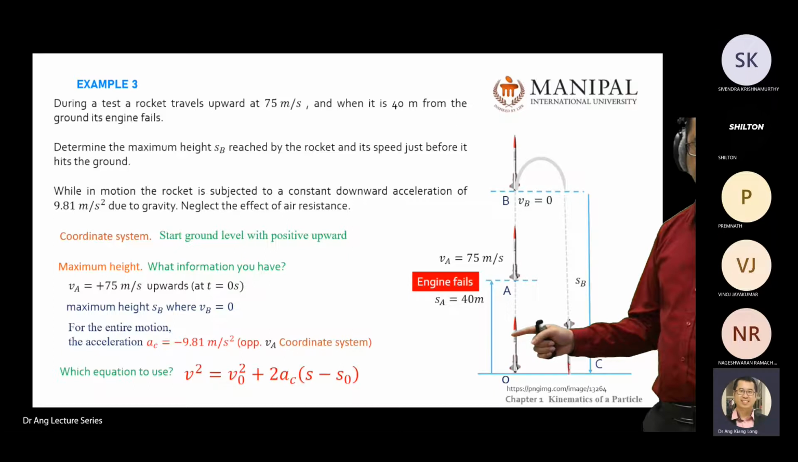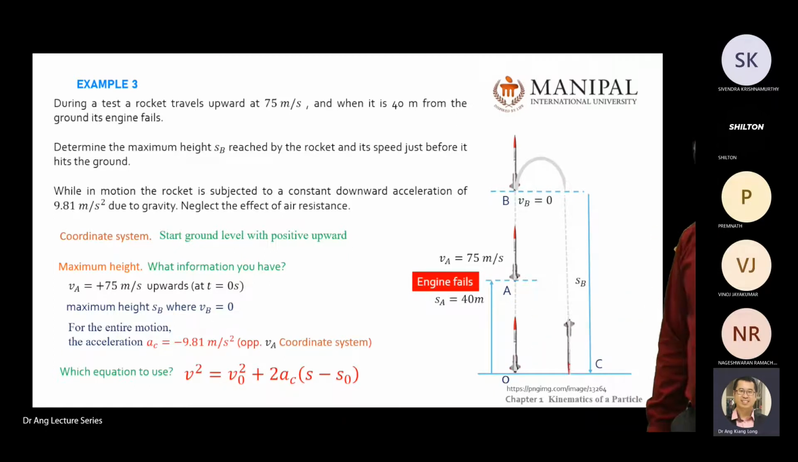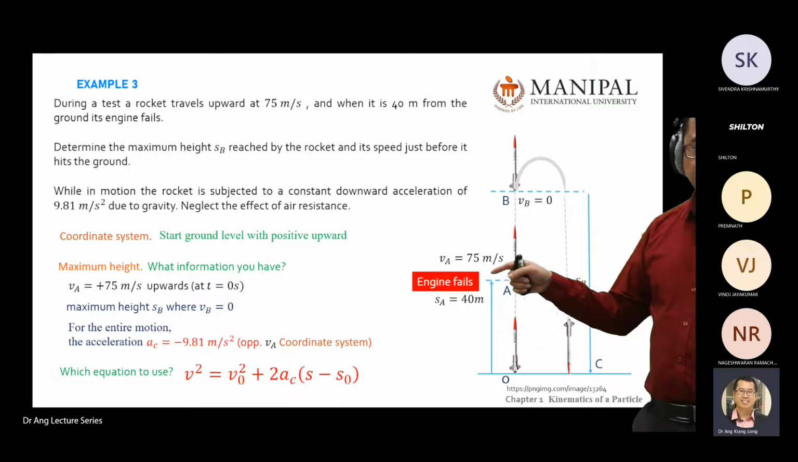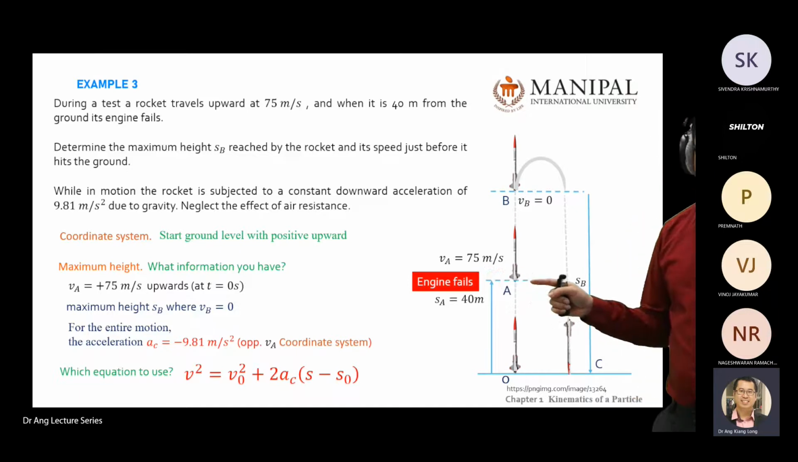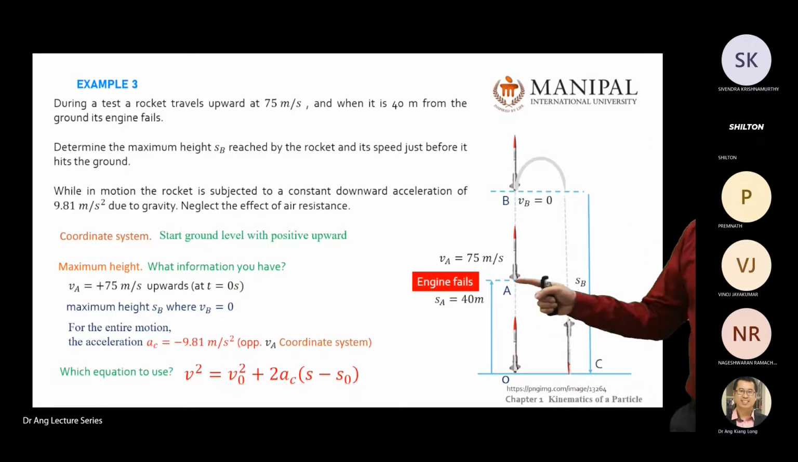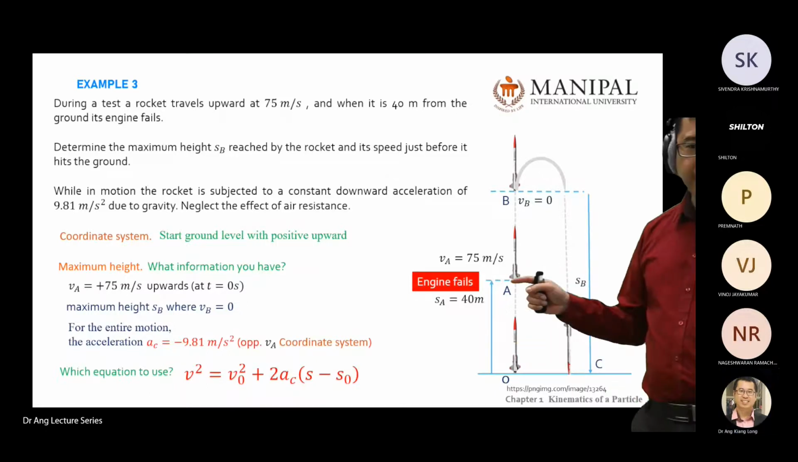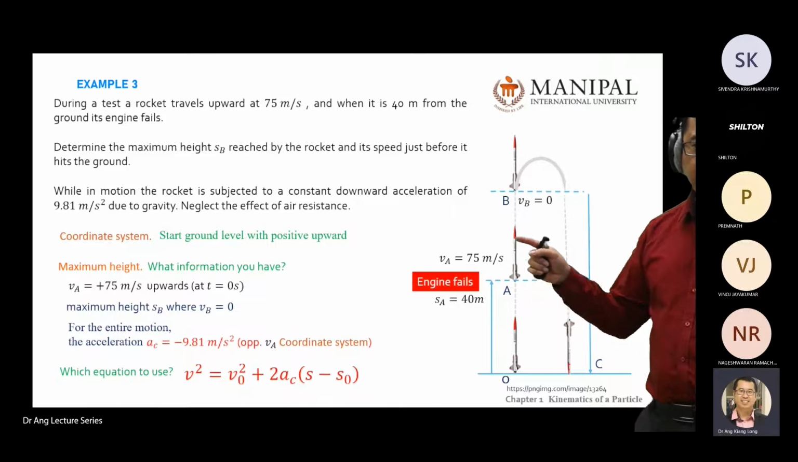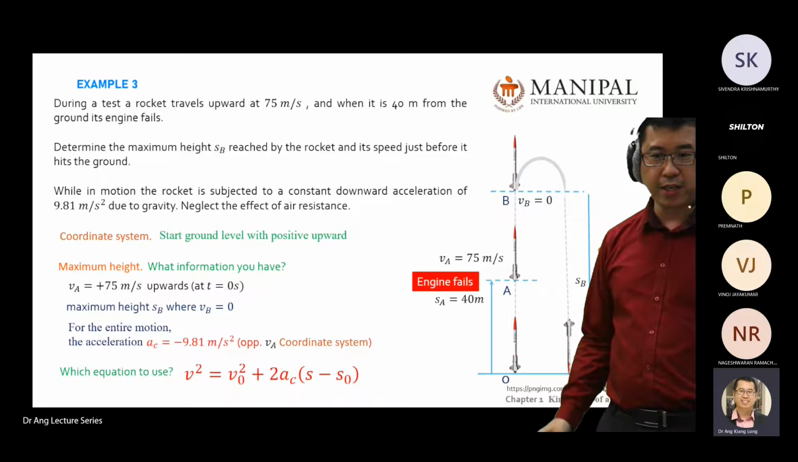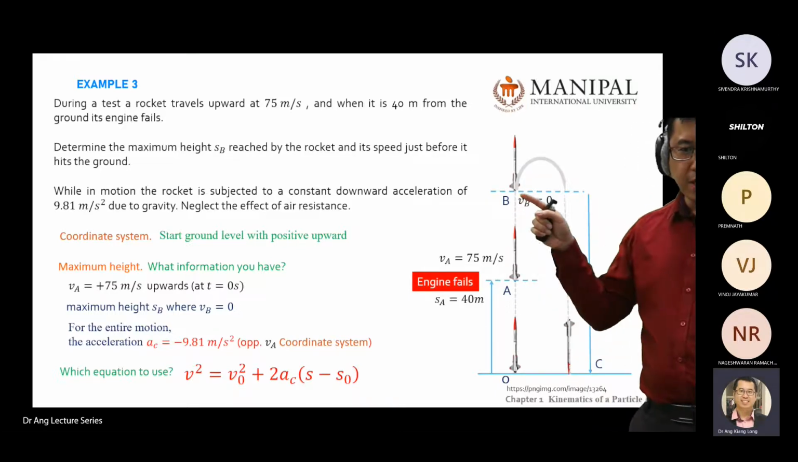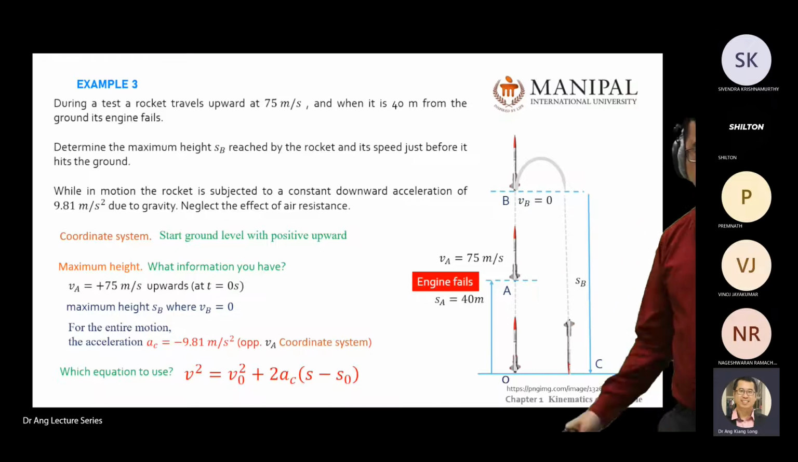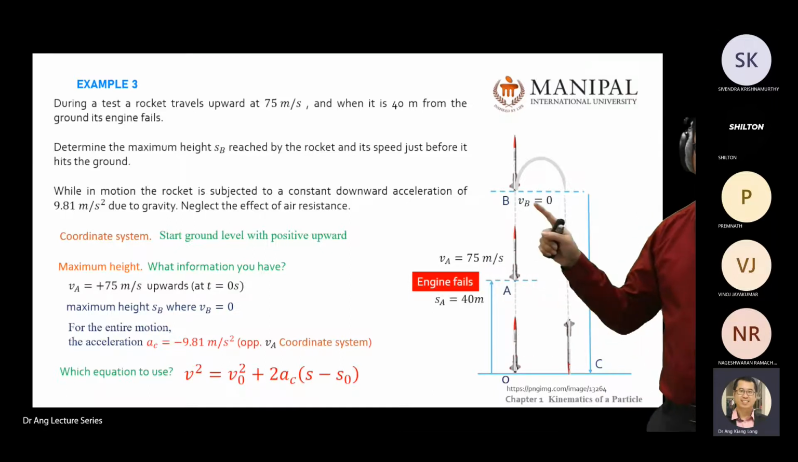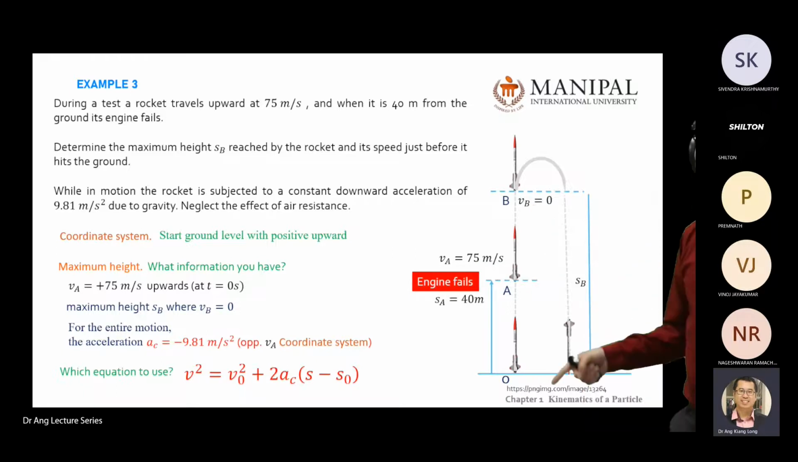From this point to this point there's a change of acceleration, and at this point is where the energy loss, the engine fails. So we put as A. From this point onward, there's no more input from the engine, and from this point onward it is because of gravity. Here to here is because of the downward acceleration of gravity. It changed from 75 to 0. That's why we choose A point rather than 0.